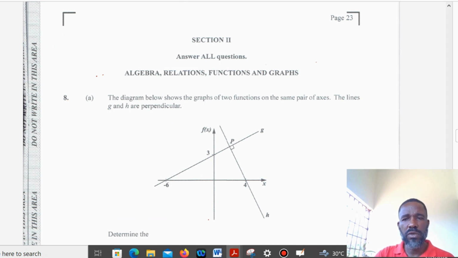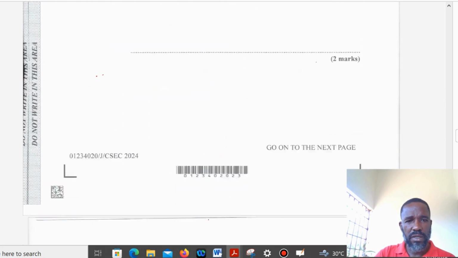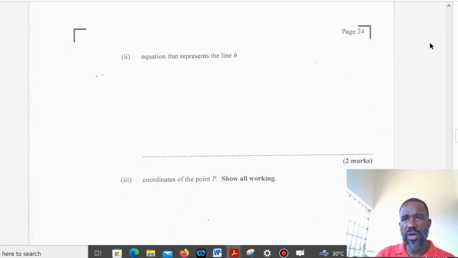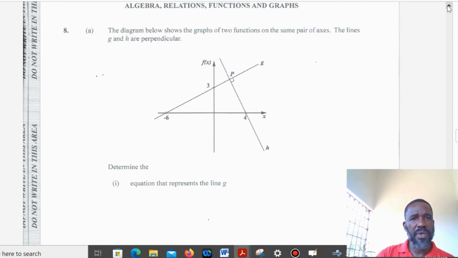Again, part 3 of the question is asking us to find the coordinates of the point P, showing all working. So we want to look at P, and P here is the intersection of these two lines. What we need to remember is that when two lines intersect, it simply means that both equations are equal at that point.